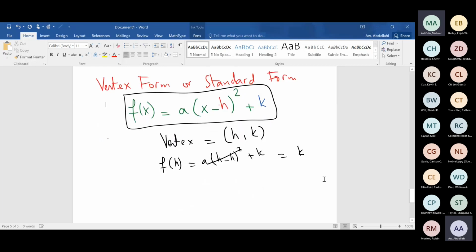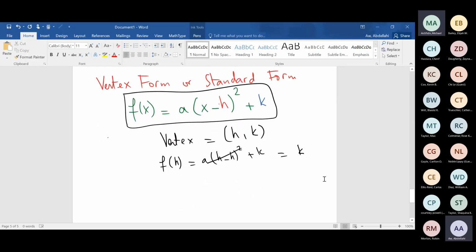For instance, when I tell you f(x) = 5(x - 3)^2 + 7, what is the vertex? What is h? What is k?